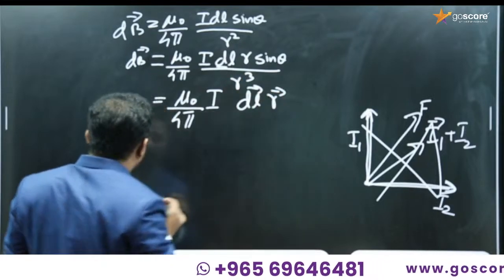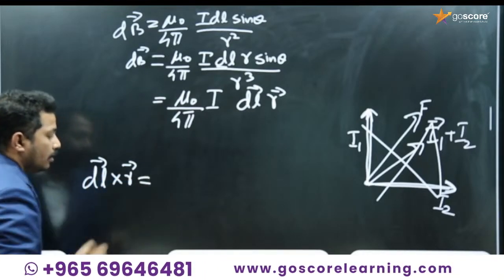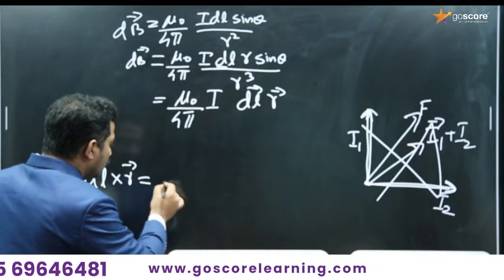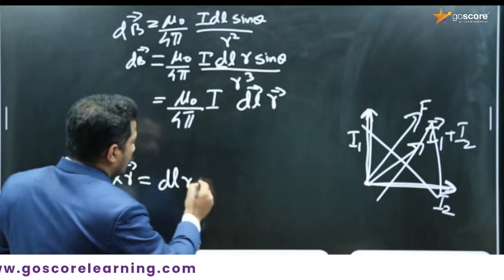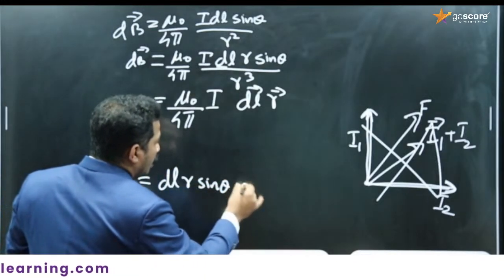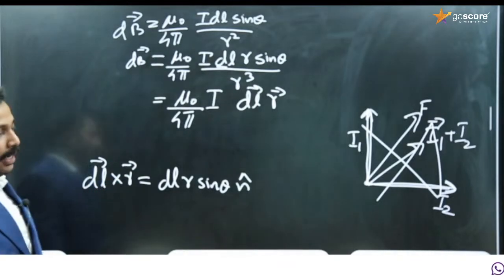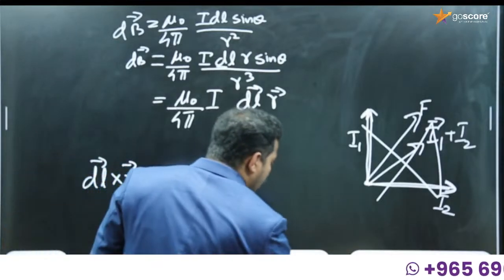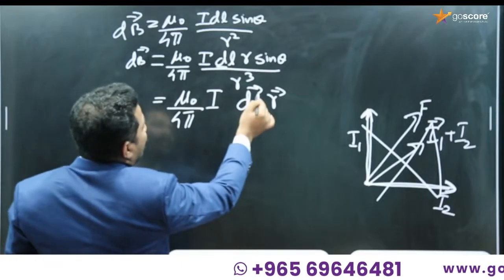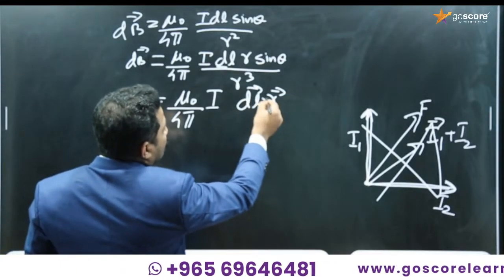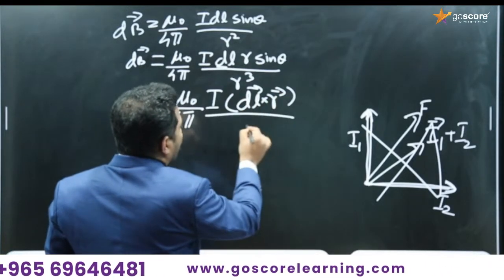So what is vector dl cross vector R? This dl R sin theta into n hat, right? The vector dl cross vector R is dl R sin theta into n hat. n hat means a unit vector which shows the direction of the vector product, right? So here we have vector dl into vector R sin theta. I wish to write it like dl cross R. Is that okay? So simply it is dl cross R divided by R cube.